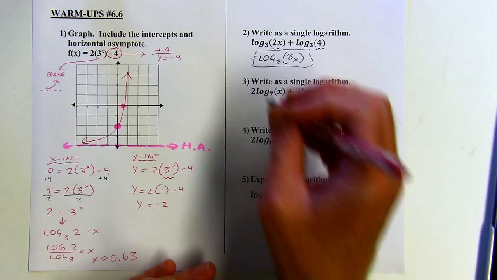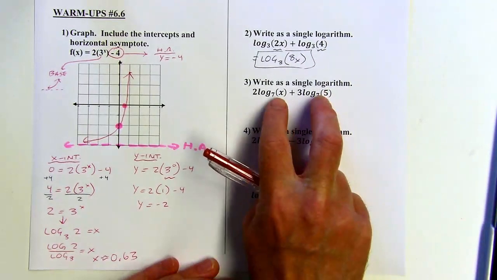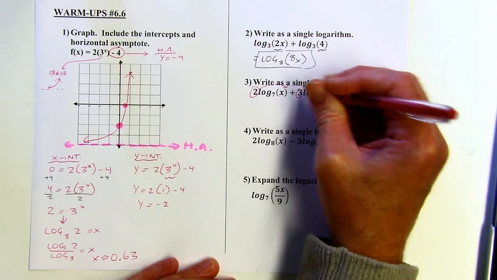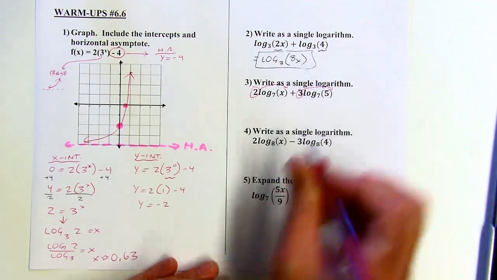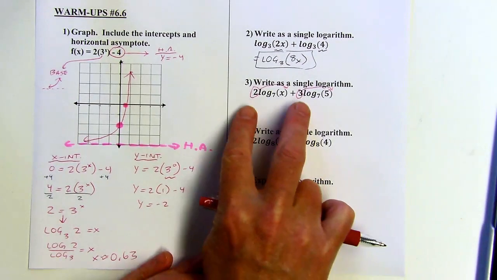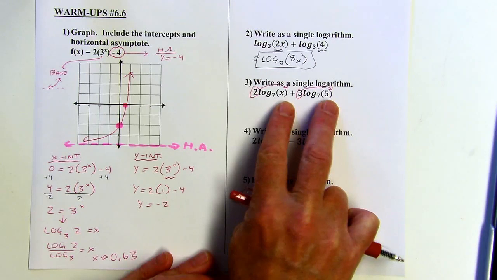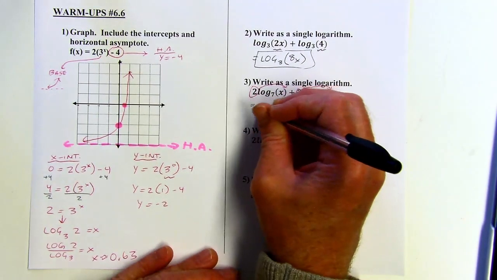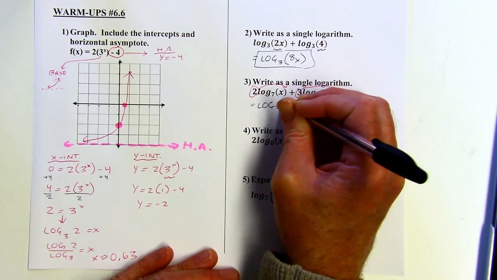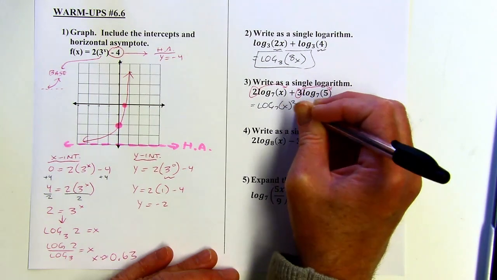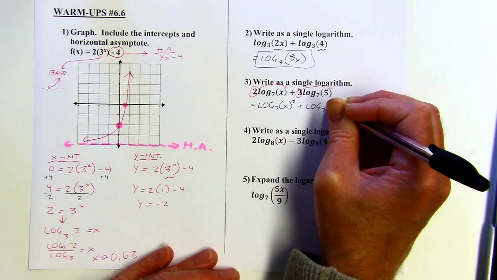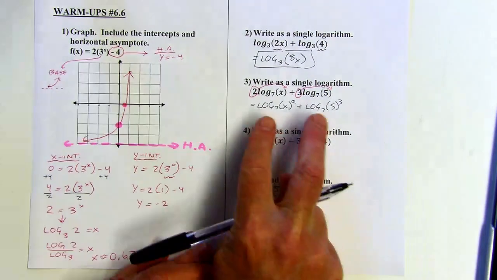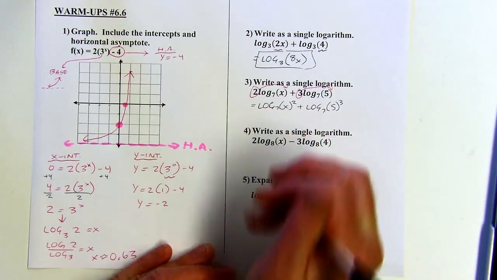Okay. If you've got a coefficient in front of any of the logs, like I do in this next problem, then you can't combine them even though they have the same base. But what we can do is use the power rule to rewrite these logs so that the 2 and the 3 become exponents of the contents of the log, instead of coefficients. So this would be equivalent to log base 7 of x squared plus log base 7 of 5 to the third. And now we can combine those, because we do have the same base and we don't have coefficients.